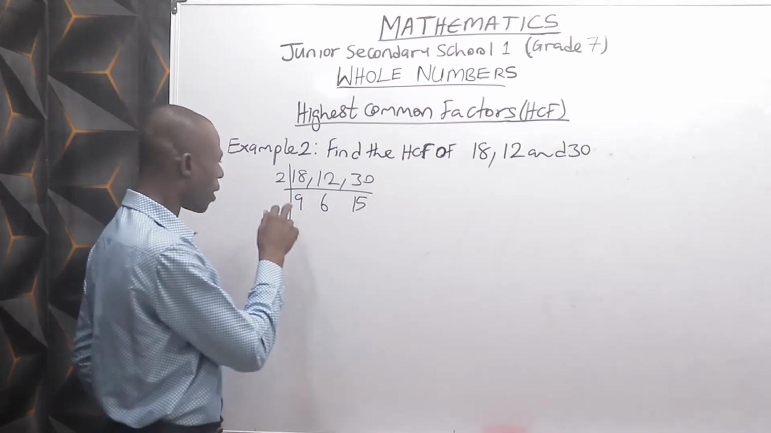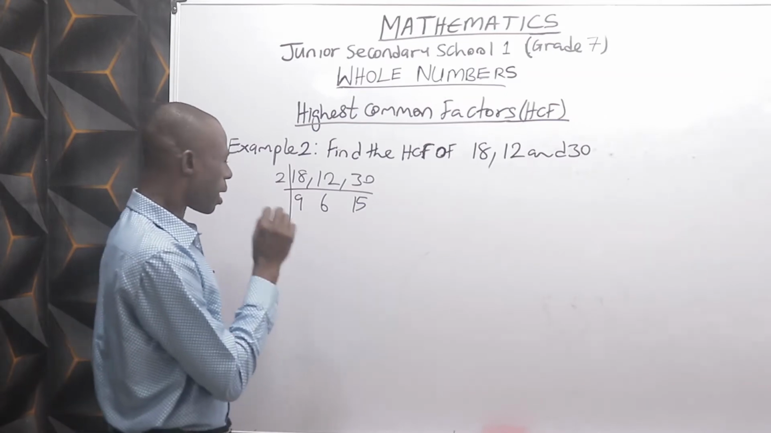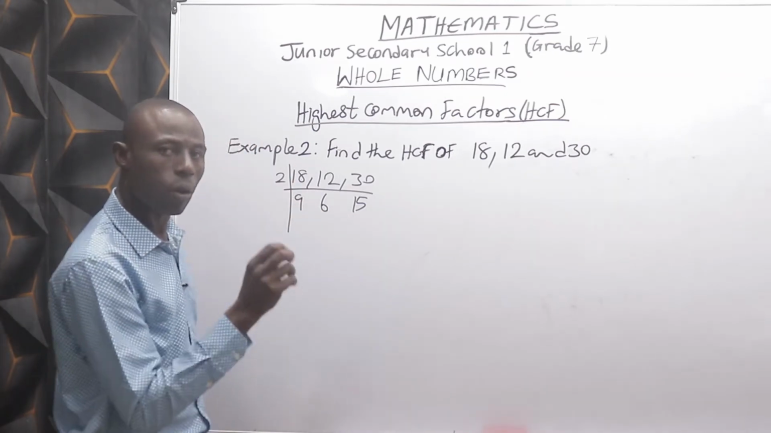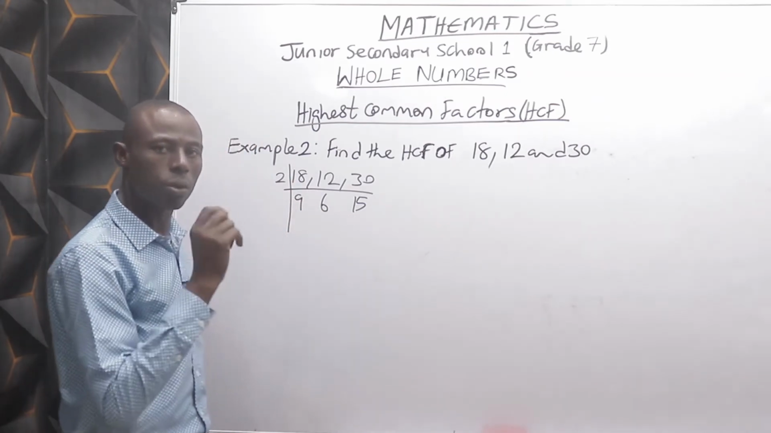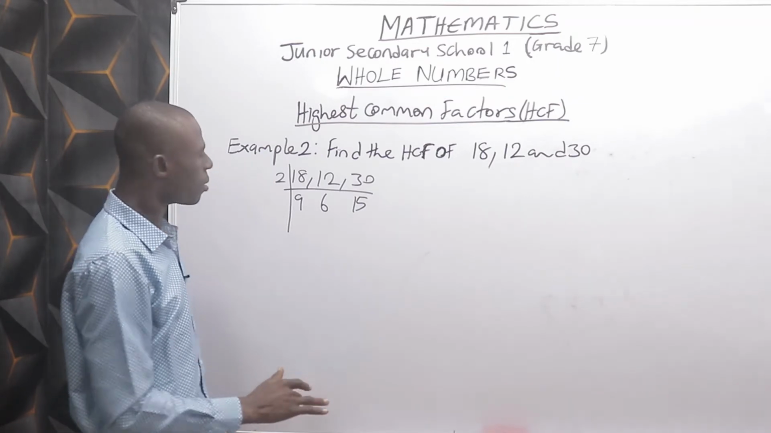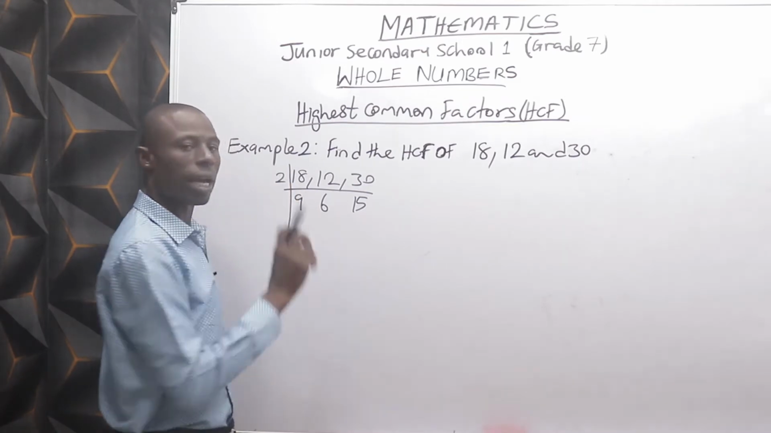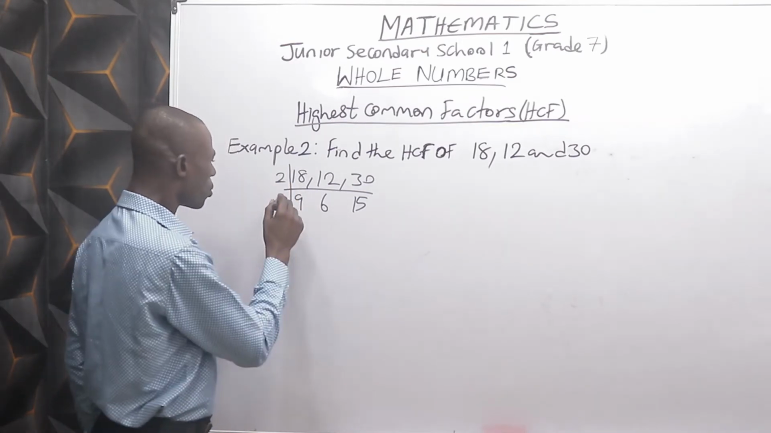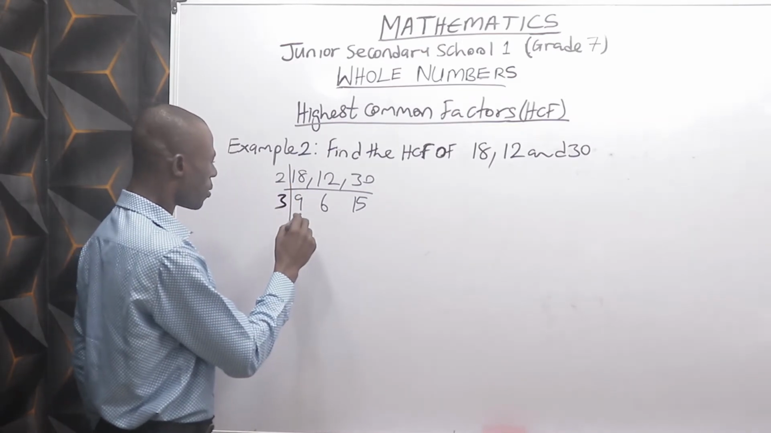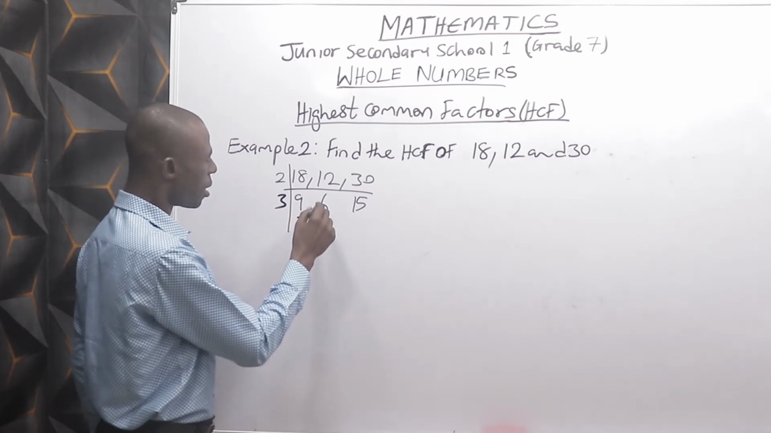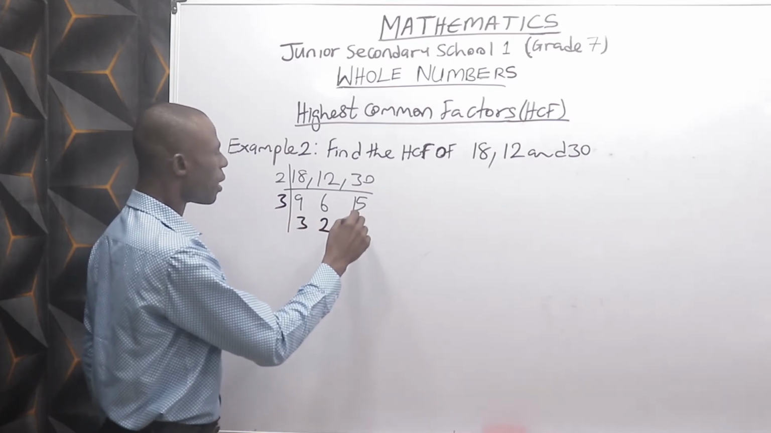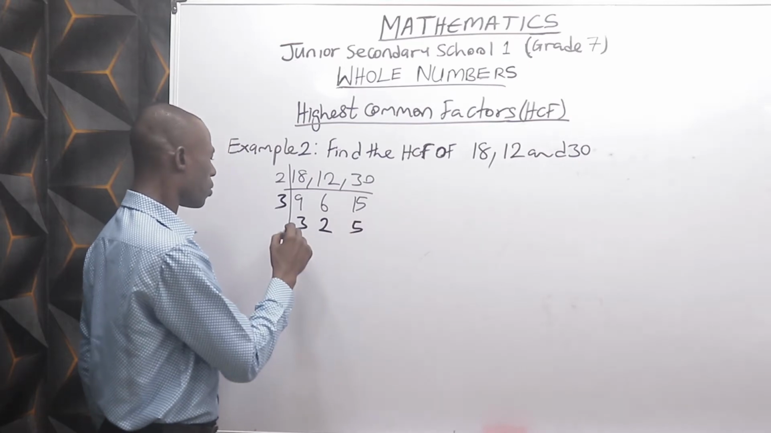2 cannot divide 9. It cannot divide 15. It can only divide 6. So 2 will not be used again. 3 can divide the 9, the 6, and the 15. So we use 3. 3 in 9 is 3. In 6, 2. In 15 is 5.